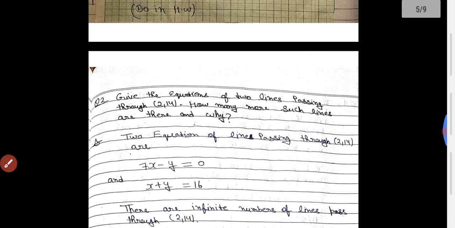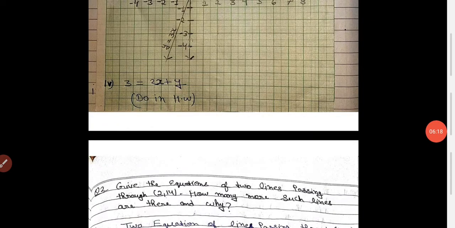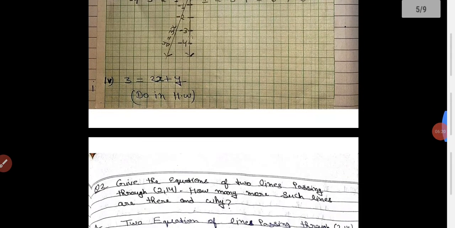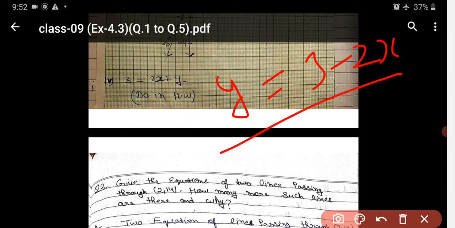Similarly, the last part, that is 3 is equal to 2x plus y, you have to do as homework. How to do it? If you want to convert this equation to one variable alone, that is y is equal to 3 minus 2x. Now just put different values of x, you will get different values of y, then plot the points on a graph paper and join them, you will get the required answer.